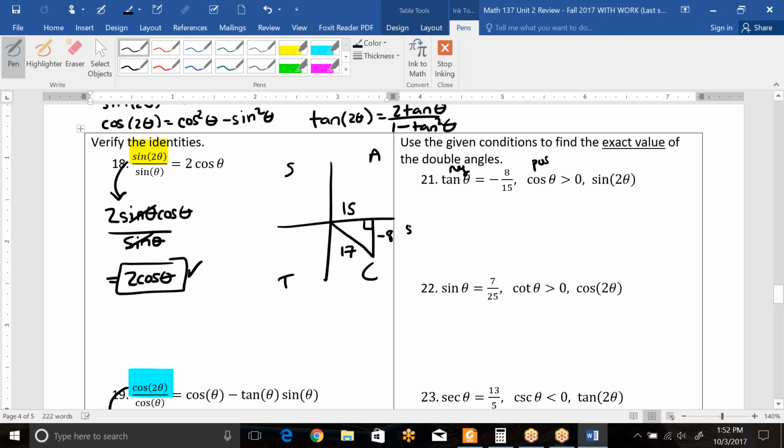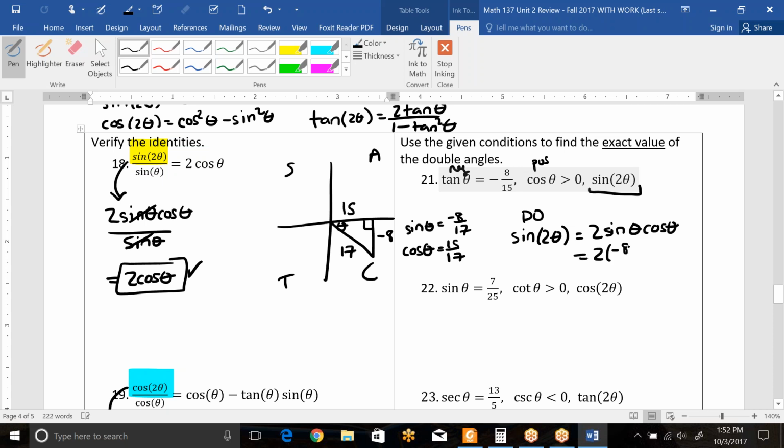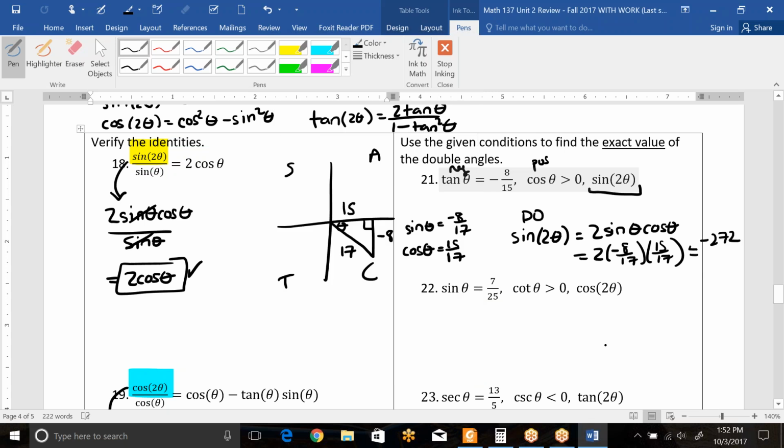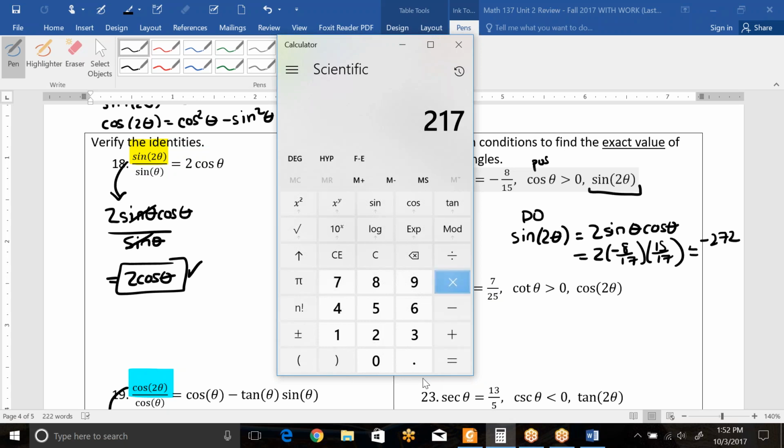So that means that sine of theta right here is negative 8 over 17, and cosine of theta is 15 over 17. Now this is what we're trying to do. So we're trying to do sine of 2 theta, which we know by our formula for double angle is 2 times sine theta times cosine theta. So 2 times negative 8 over 17 times 15 over 17. That ends up being negative 16 times 17. So that's negative 272 on top. And 17 times 17, I believe, is 289, but we're going to double check that.